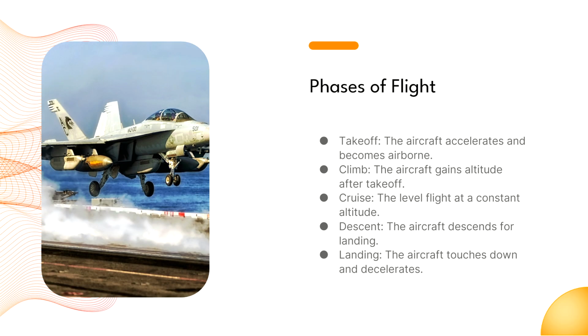So we have here the phases of flight. Takeoff, it is where the aircraft accelerates and becomes airborne. Climb, the aircraft gains altitude after takeoff. Cruise, the level flight at a constant altitude. Descent, the aircraft descends for landing. And lastly, landing. The aircraft touches down and decelerates.